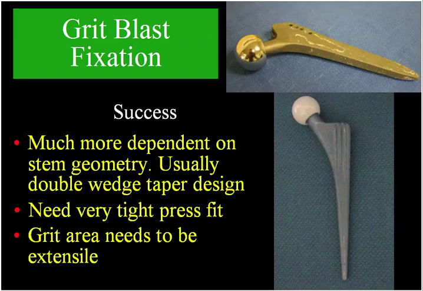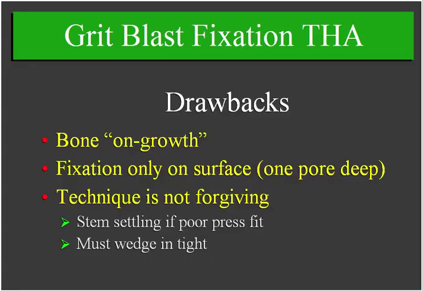The success becomes much more dependent on geometry since you don't have a big porous coating surface that's rough and you don't have the geometric designs. You really got to wedge these in really tight. So grit-blasted stems tend to be really sharp tapers, and they have to have a real rigid, tight press fit. And the grit-blasted areas tend to be extensile all along the entire surface. As you would expect, if you wedge something in really tight and it's really sharp, you're going to have problems with fractures. And so grit-blasted stems, when you wedge them in, do have a higher rate of fracture risk.